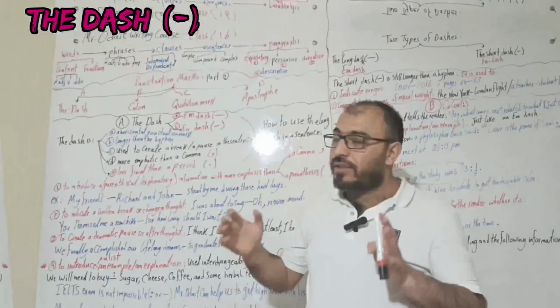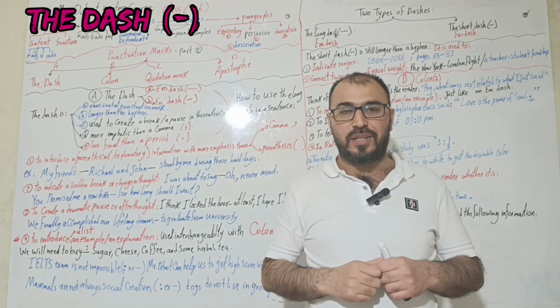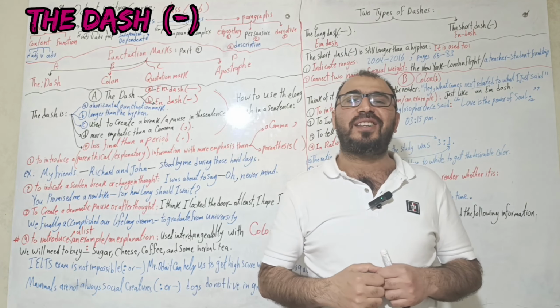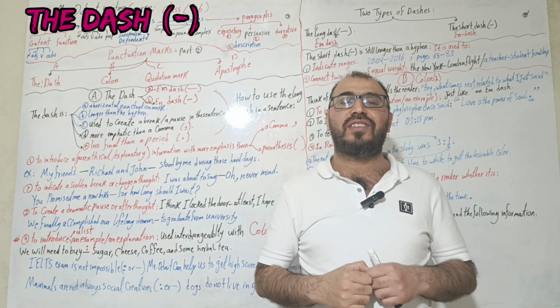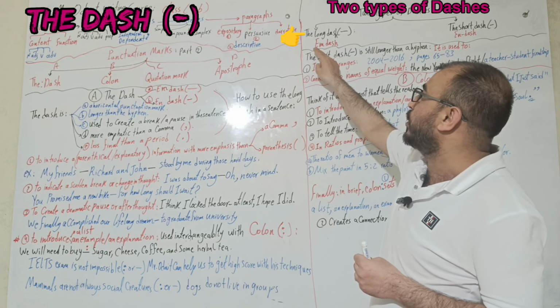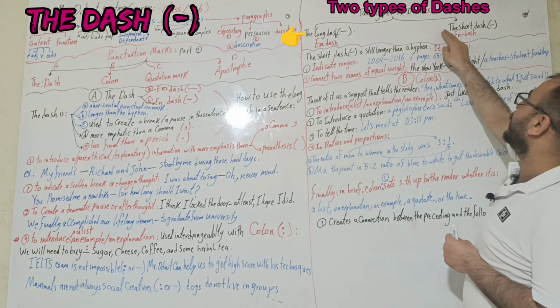The second point, my friends, is that contrary to what a lot of students have thought, that we have only one type of dash and it is only the normal dash. Well, surprise, surprise, we have two types of dashes. The first one is the long dash, or we call it the EM dash. The second one is called the short dash or the EN dash.